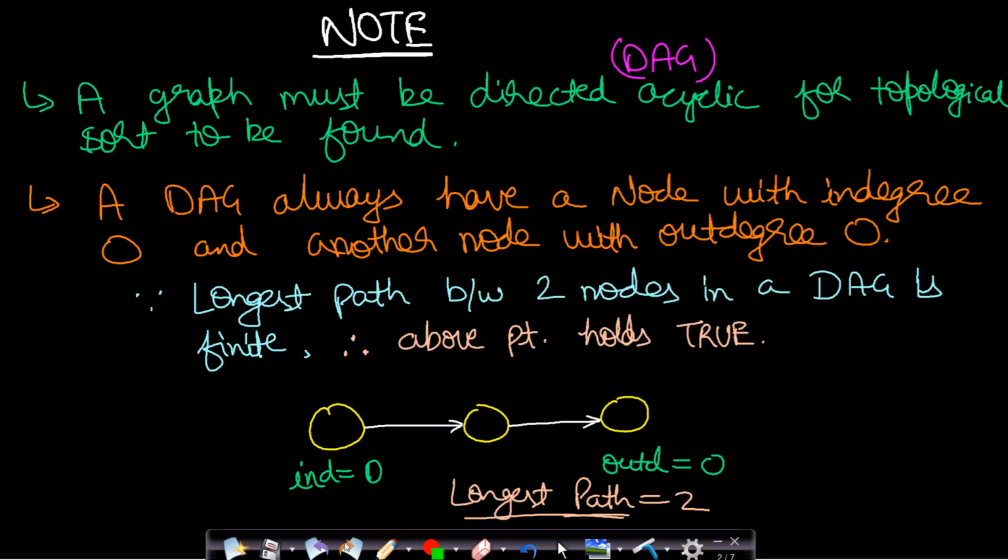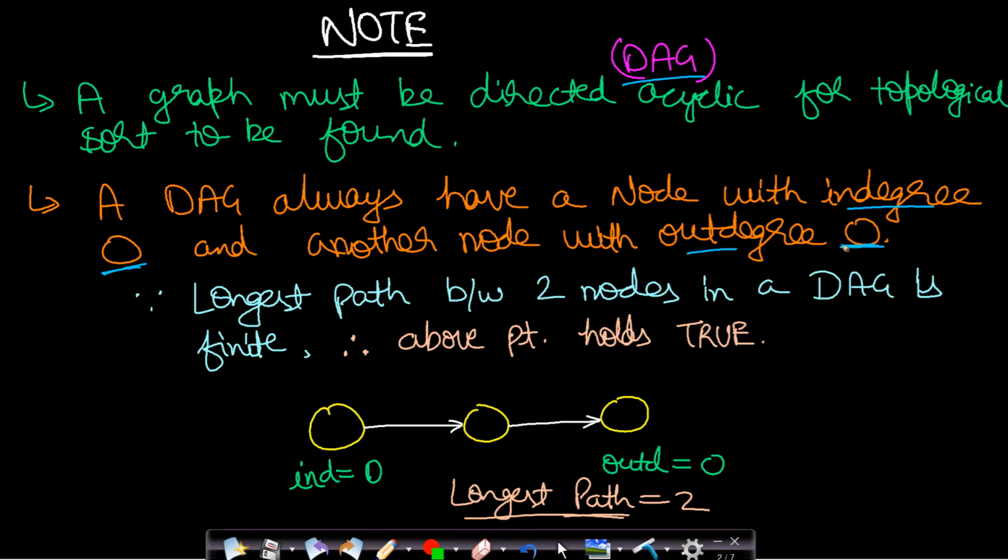Now before moving on to finding topological sort, you should remember a few points. A graph must be directed acyclic, that is a DAG, for topological sort to be found. A directed acyclic graph always has a node with in degree equals to 0 and another node with out degree equals to 0. There can be more than one node with in degree equals to 0 and more than one node with out degree equals to 0, but there should be at least one node having in degree equals to 0 and at least one node having out degree equals to 0.